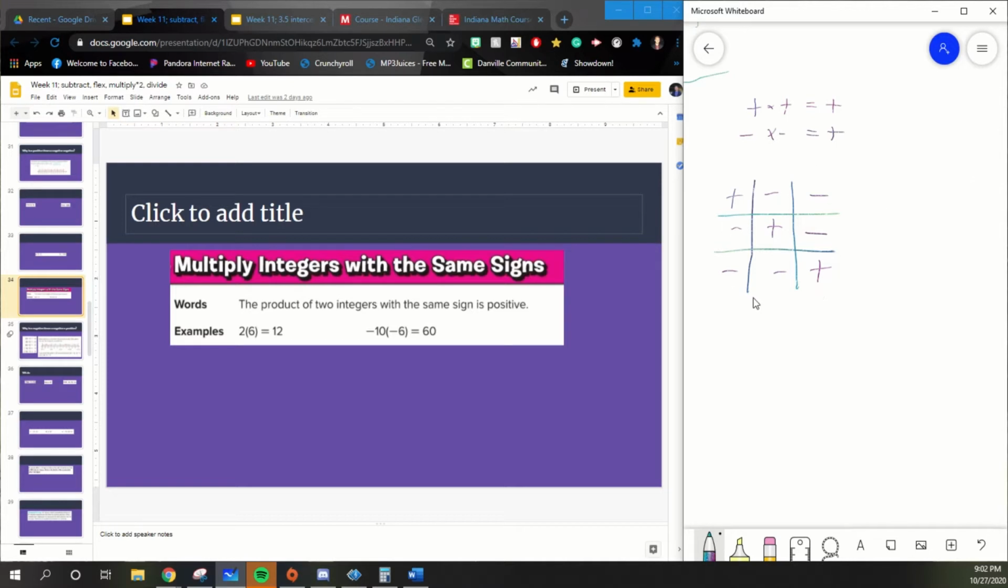And the cool thing about this little tic-tac-toe board is it works any way you go about it. Negative times negative is positive. Positive times positive is a positive. Negative times positive is negative. So no matter which way you get tic-tac-toe, it always works. So just like a positive 2 times a positive 6 is a positive 12, if I get a negative 2 times a negative 6, I get a positive 12 as well.